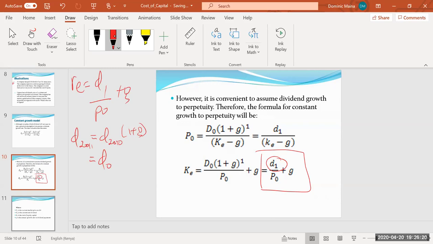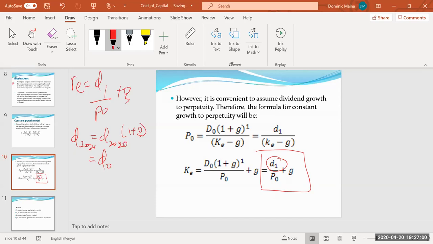Actually, let me just put this to be year 2021, so that it makes more sense. So this is year 2020, and this is next year, 2021. Since we are in the current year, it means in this year, what has been paid, we said in the month of March the company has already paid the dividend. So the dividend paid in 2020 in March becomes our D naught, the most recently paid dividend.